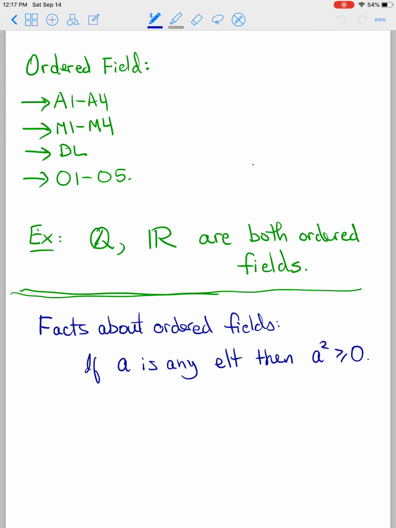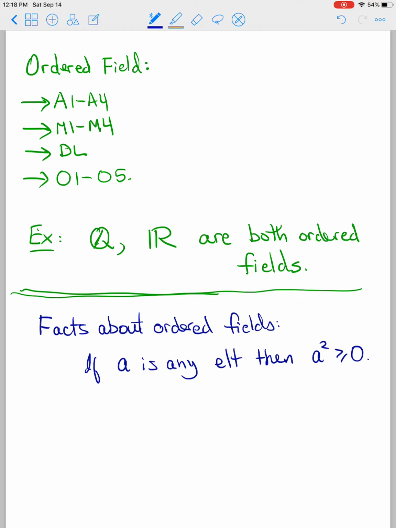Every time we make a statement like 3 is less than 5 or negative 10 is less than negative 6, we're comparing elements, we're putting an order on these numbers. And so in our class, we saw some facts about ordered fields, and one of the facts in the book was that if we take any element in an ordered field and we square it, then we always get a positive number, or 0. We get a non-negative number.